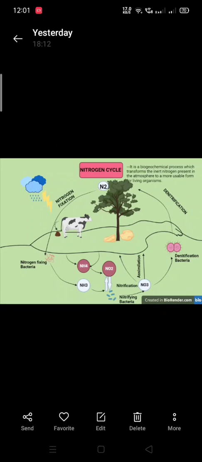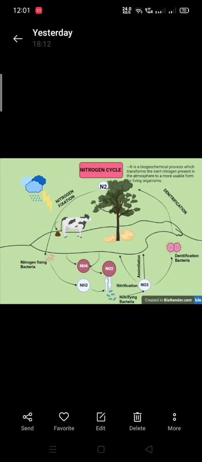So now coming to the third step, that is assimilation. In assimilation, primary producers, that is plants, take in nitrogen compounds from the soil with the help of their roots, which are available in the form of ammonia, nitrite ions, nitrate ions, or ammonium ions, and are used in the formation of plant and animal proteins. And in this way, it enters the food web when the primary consumers eat the plants.